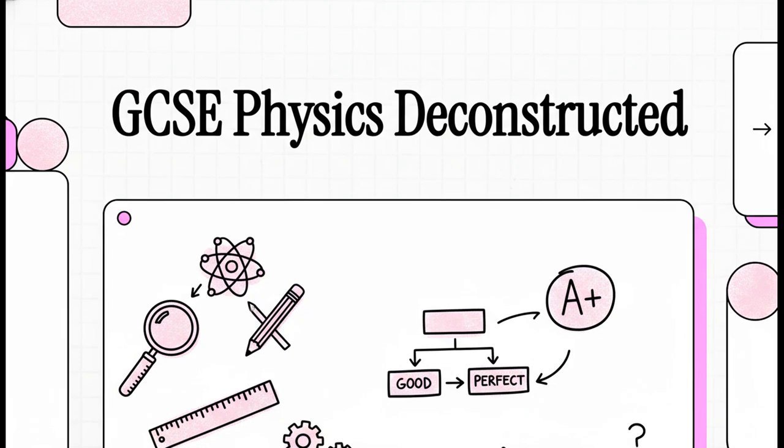Today, we are going to do something a little different. We're going to reverse engineer a huge 16-mark GCSE Physics exam question. We'll use the official mark scheme to see exactly what separates a good answer from a perfect one. All right, let's get into it.